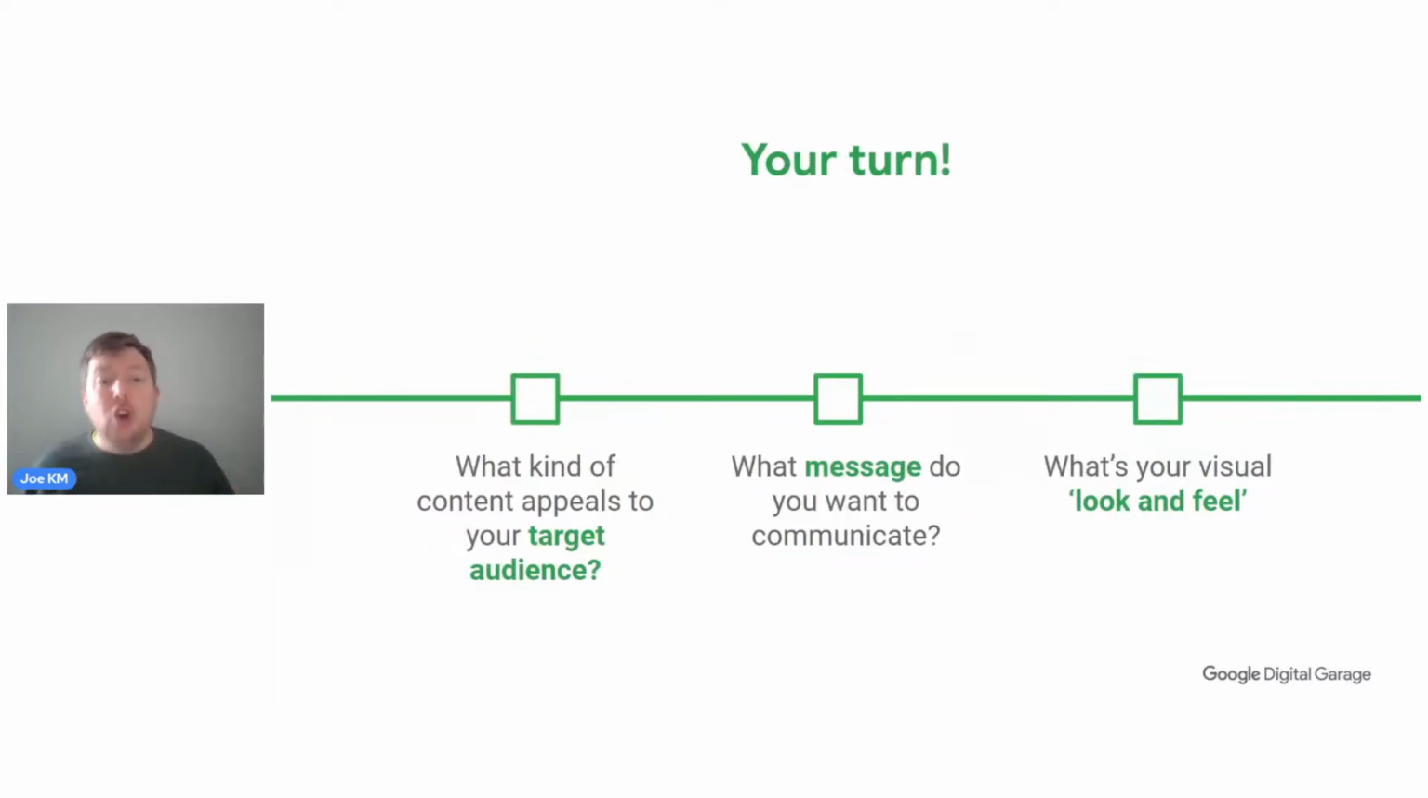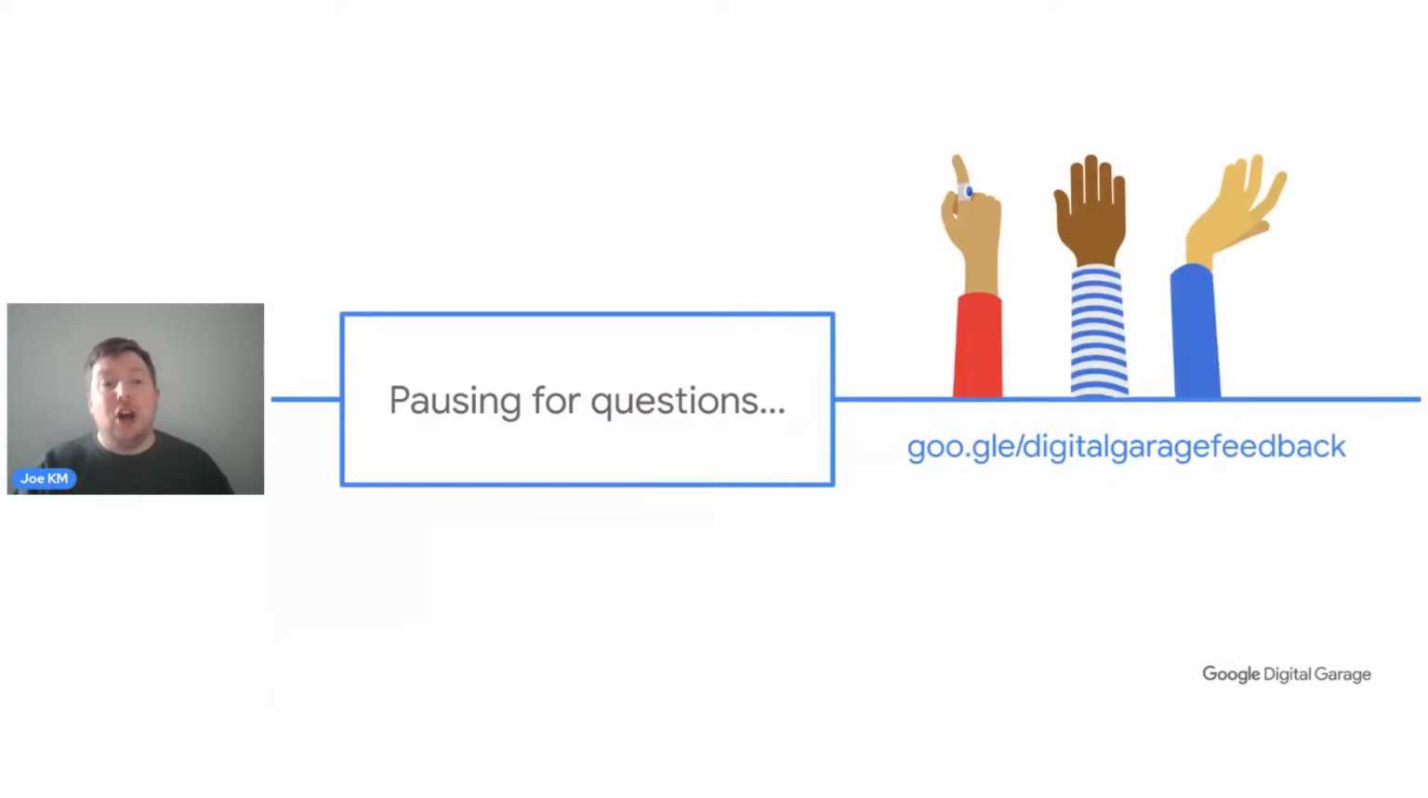So it's your turn. What kind of content appeals to your target audience? Spend the time learning who your target audience is and what content they'd like. What message do you want to communicate? Because this is what they're going to bounce off. And what's the visual look and feel of your brand?